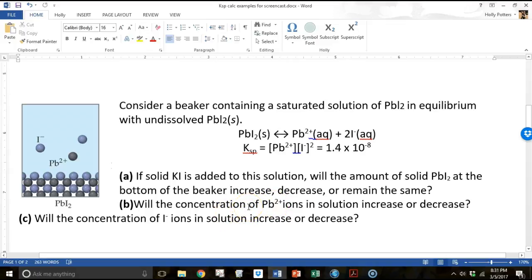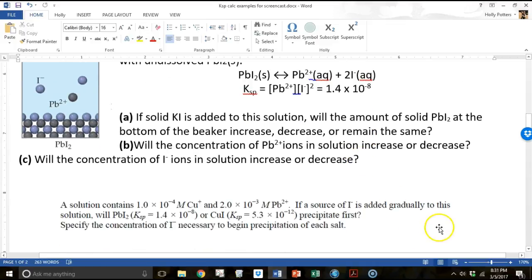And lastly, for C, will the concentration of iodide ions in solution increase or decrease? I don't particularly care for the phrasing of this question, but when we add the potassium iodide, the iodide goes up. So if this is referring to once the shifting starts, then we're going to start seeing the iodide decreasing along with the lead, because again, the system is trying to re-establish equilibrium. So initially, when the iodide's added, yes, it goes up. But then again, as the system tries to re-establish equilibrium, we'll see it starting to go down again.